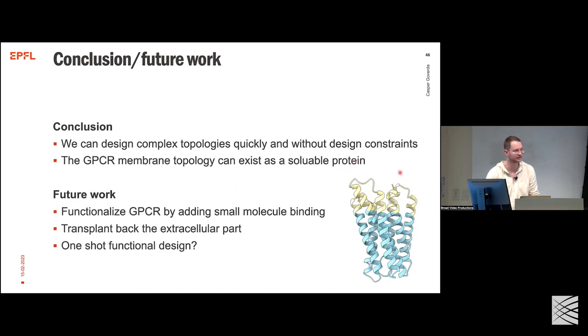If you want an antibody that targets a specific GPCR, you can transplant back the extracellular part and see if it binds. And it's a lot easier because if you want to do this on a GPCR that's in the membrane, you only have 2D expression versus 3D expression when it's dissolved in the cytosol. So you can get it in way higher concentrations. I hope that answered your question.